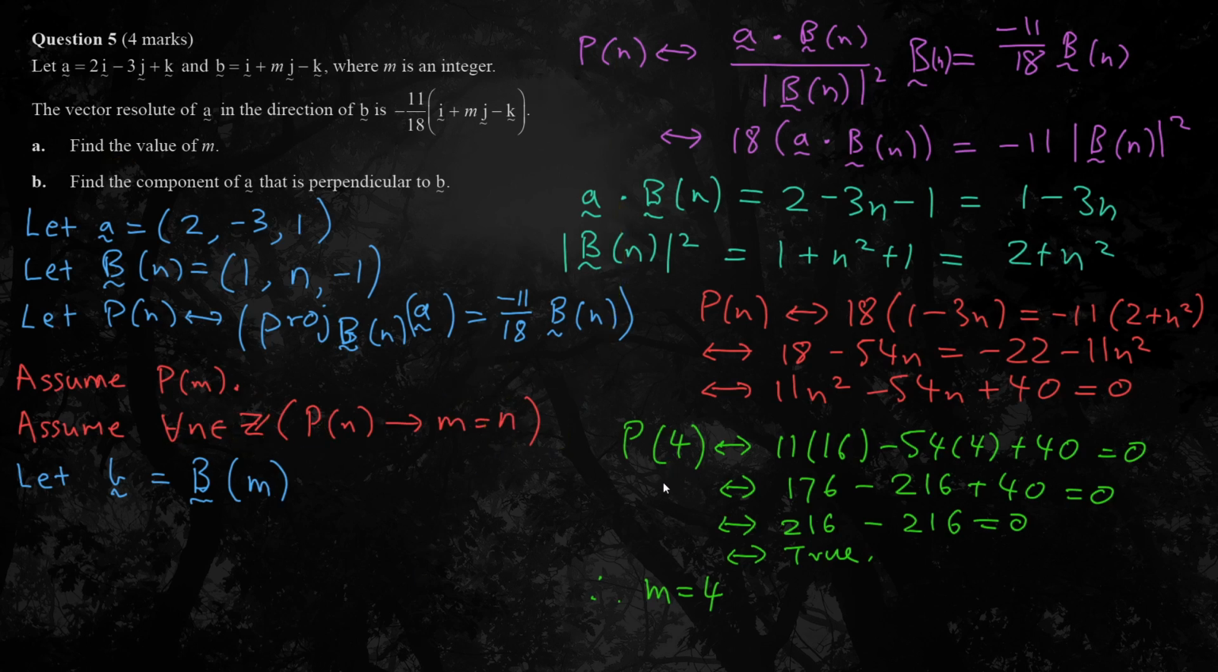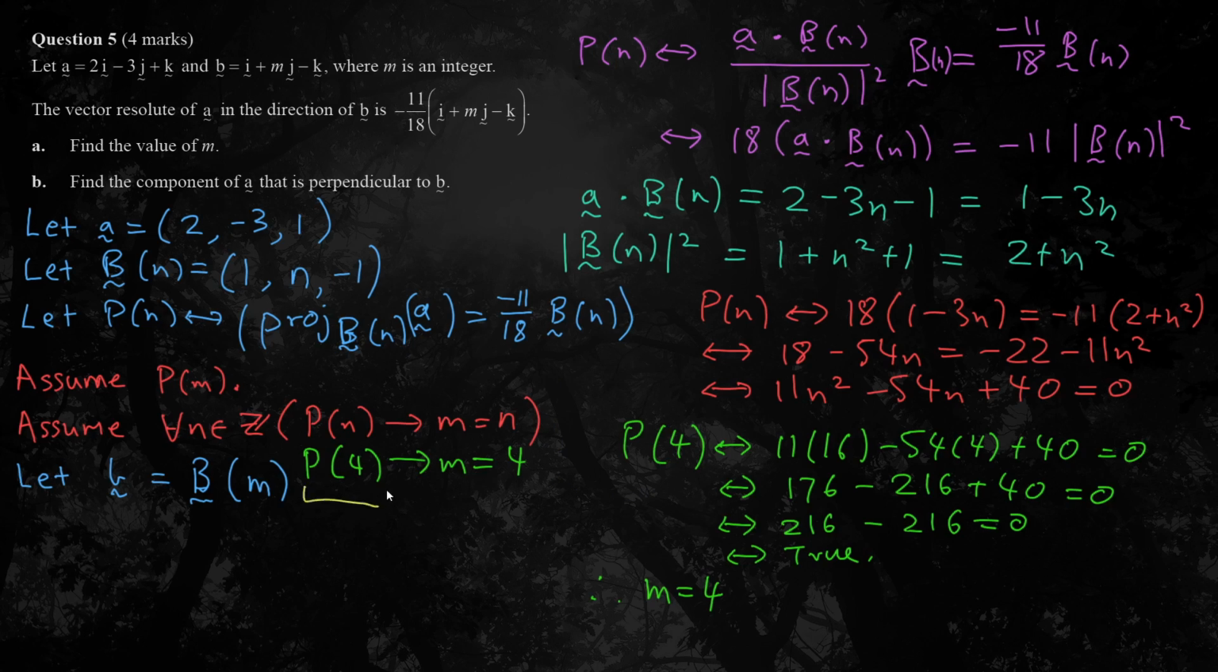And so really, the ability to do this step is a special case of this principle. And you can actually see that, right? So this is saying for all n in the integers, P of n implies m equals n. So as a special case, we should be able to infer that P of 4 implies m equals 4, because this is true for all n in Z, and this is just a special case where n equals 4, right?